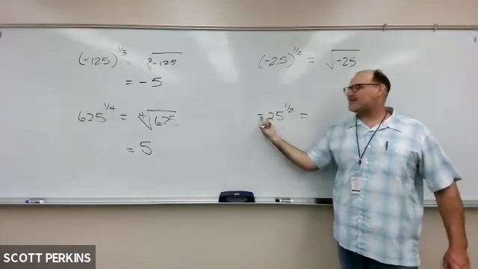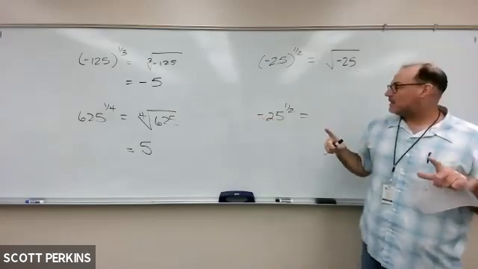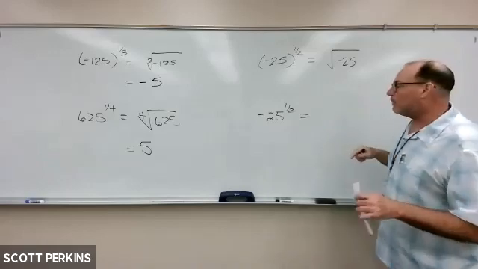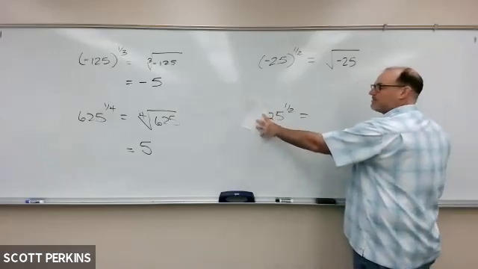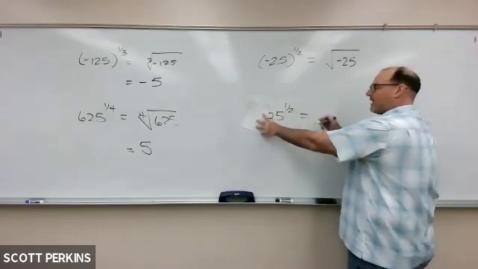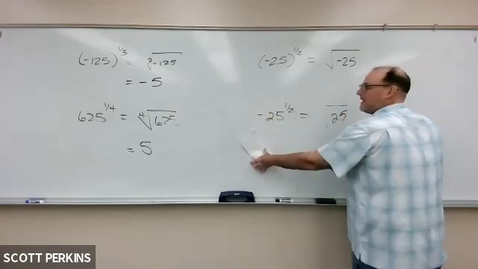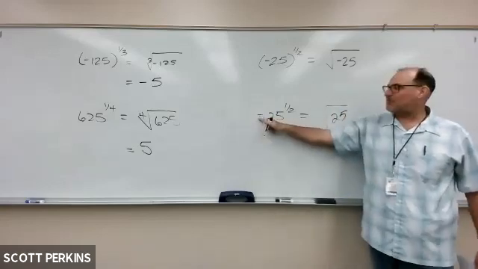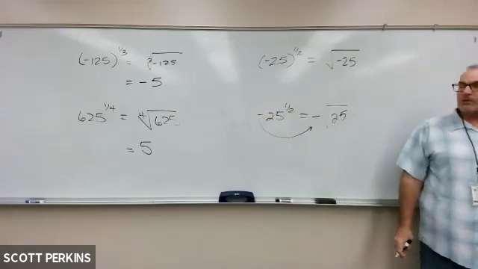This one, the negative is not encapsulated in parentheses. So the way you approach this is I forget about the negative for a moment, just cover it up with your thumb. And what I have is 25 to the 1/2. So that's the square root of 25. And then since this negative is out front, it just goes out front here.